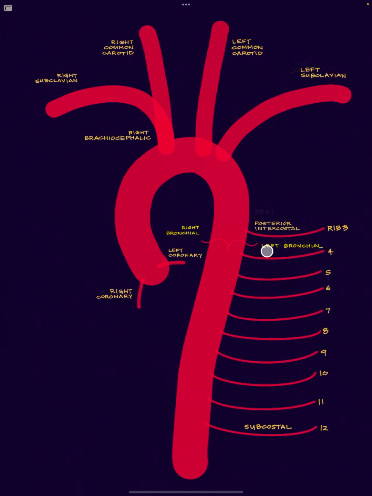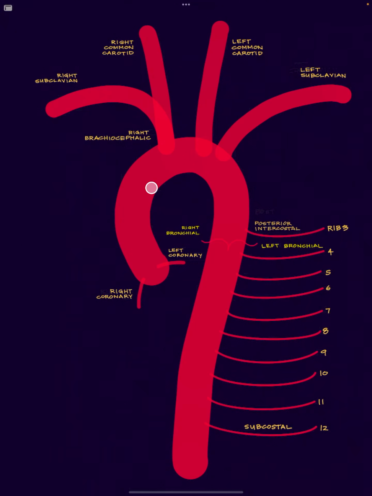And then you have the bronchial arteries. The right and left bronchial arteries usually come off of the anterior aspect of the aorta at around the level of T5 to T6. Now, there's a lot of anatomic variation in the bronchial arteries, but usually the left bronchial artery comes off of the aorta itself, and frequently the right bronchial artery comes off of the 3rd posterior intercostal artery, which goes up and to the right.